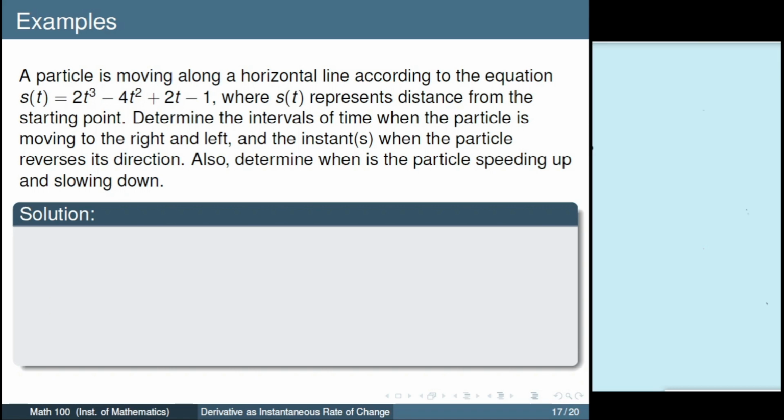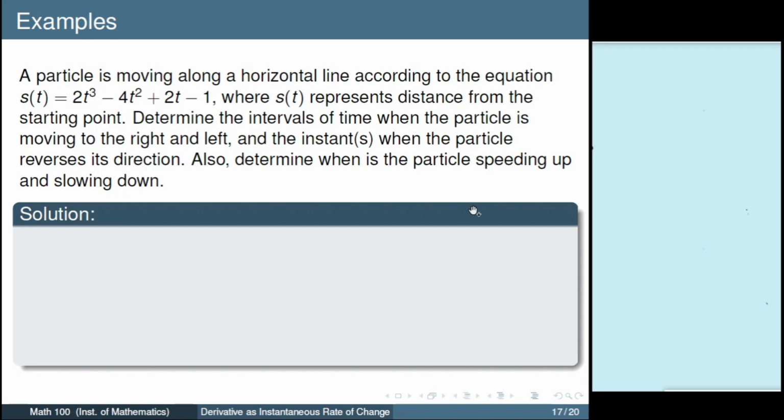Okay? So we use the previous remark to answer this example. We have here a particle moving along a horizontal line according to this position function. s of t equals 2t cubed minus 4t squared plus 2t minus 1. Yung s of t natin, this represents the distance from the starting point. First, we want to determine the intervals for which the particle is moving to the right and left, and also the instants when the particle reverses its direction. Second, we want to determine when is the particle speeding up and slowing down.